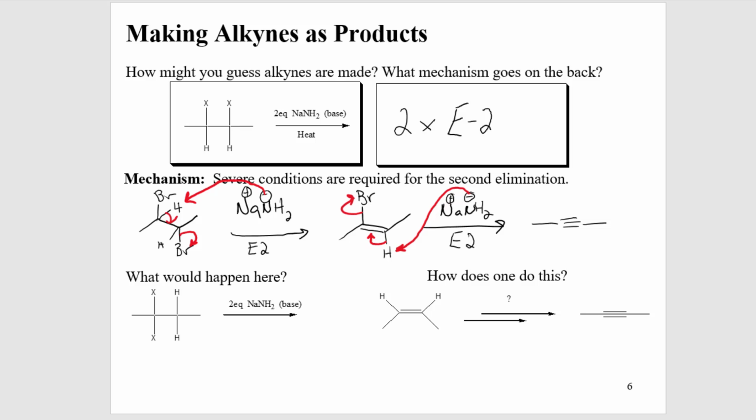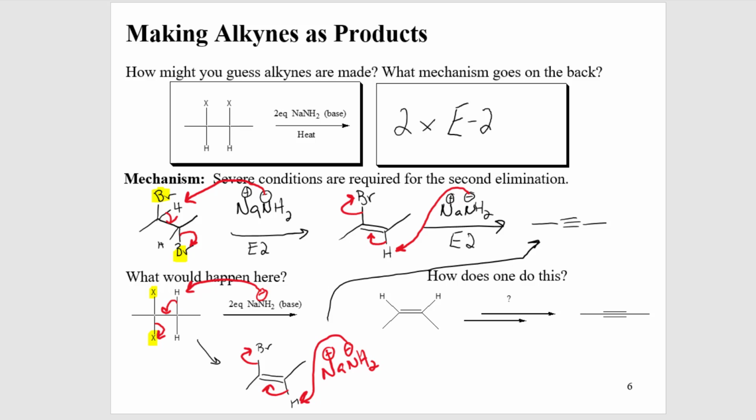What if the halogens, the bromines, let's say, were on the same carbon? Could we still do it with two equivalents of the strong base? And the answer is yes. The negative nitrogen can do the E2 either way. You end up at the same spot. And then again, another equivalent of NaNH2 does the elimination and gets you to the same product.